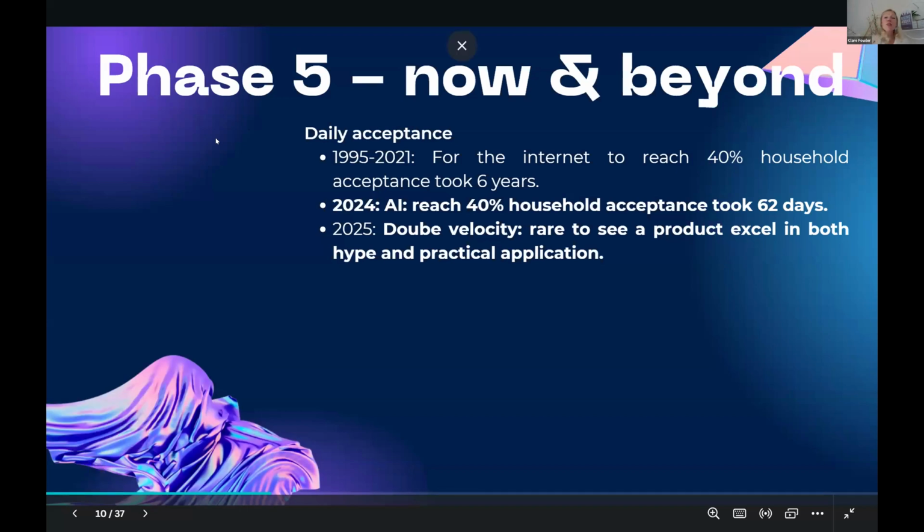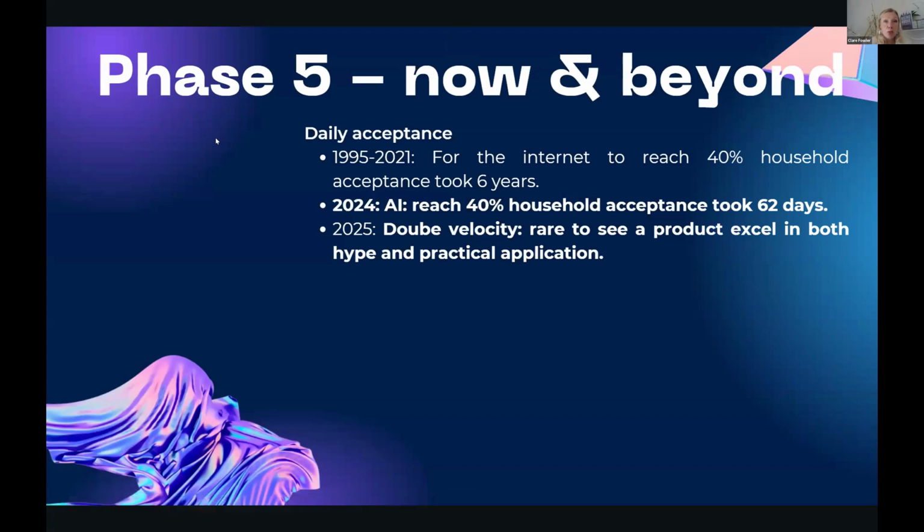So let's look at where we are now with AI. What's interesting is it took the internet about 6 years before about 40% of households were accepting it and using it on a daily basis. That's what they call typical household acceptance. When AI started to really take hold in 2024, that same process where 40% of households were accepting it took 62 days.